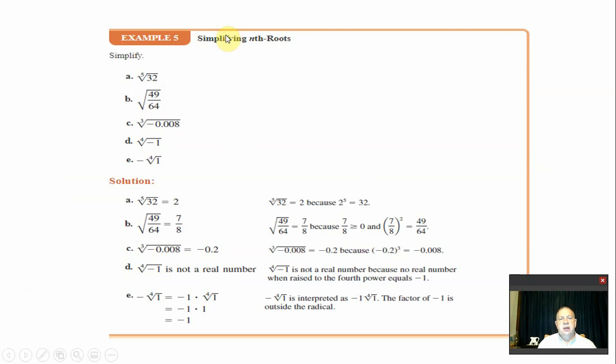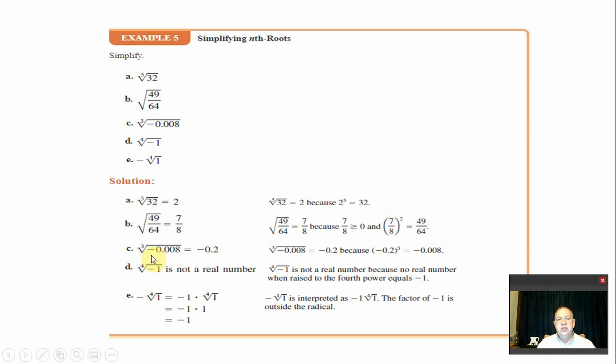So here, using this slide, there are just different examples that we can work on. The 5th root of 32 is 2 because 2 to the 5th is 32. When I'm doing a radical over both a numerator and the denominator, I can write this as the square root of 49 divided by the square root of 64. And again, 7/8, if I square that, I get 7 times 7, 8 times 8, and that's the 49 over 64.